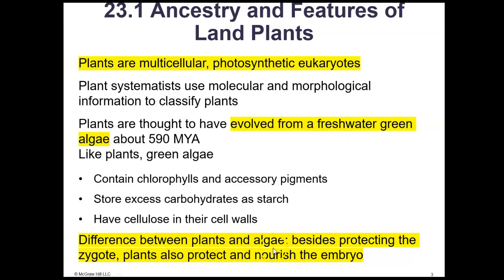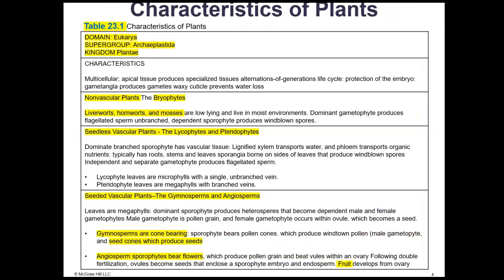And so we know that algae are found within the Kingdom Protista, and the reason that they are not included with plants in the Kingdom Plantae is that, besides protecting the zygote, plants also protect and nourish the embryo, especially seed plants. But even plants that don't produce seeds produce spores. But the seed plants definitely, the seed is designed to protect the embryo and nourish the embryo.